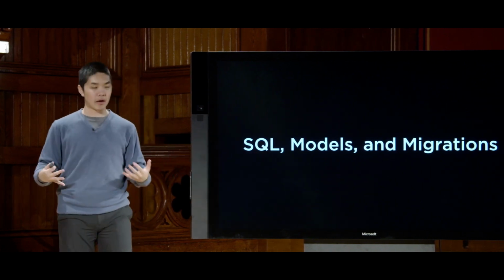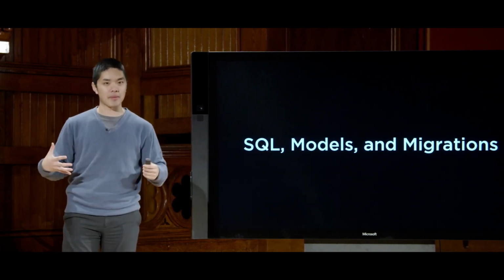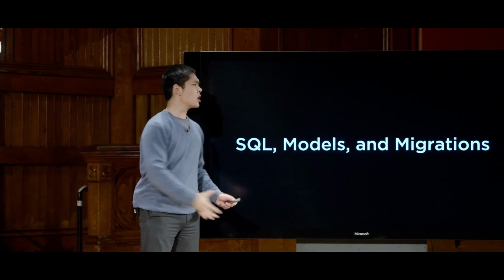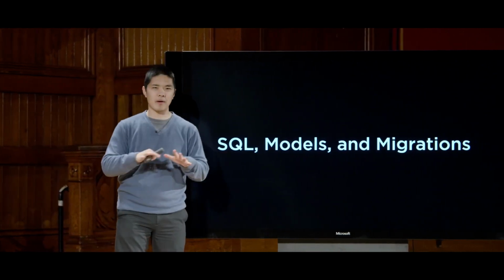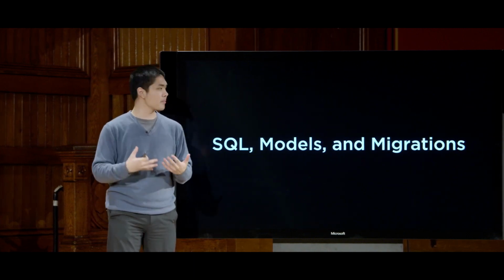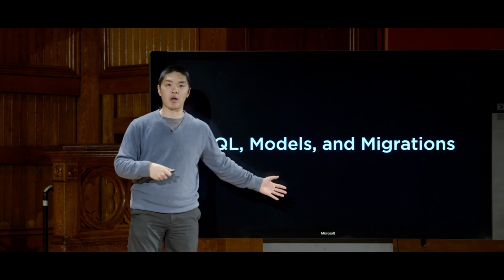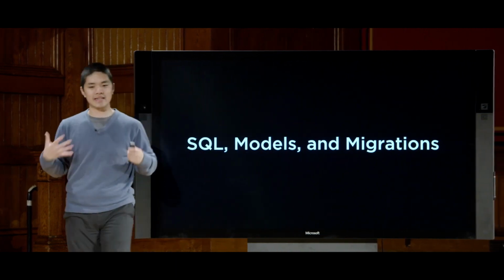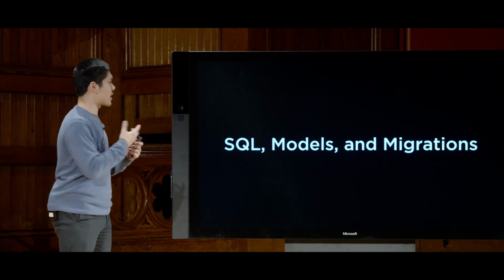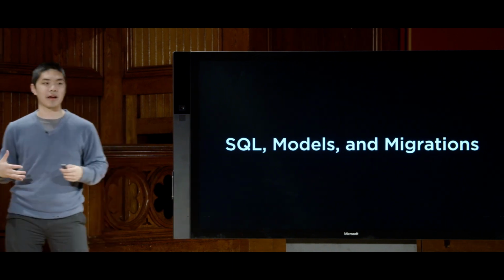SQL is a database language that we can use to interact with databases. And Django is going to allow us to have an abstraction layer on top of SQL, to interact not by writing direct SQL queries, but by interacting with Python classes and objects that we're going to refer to as models. And migrations are going to be a technique that are going to allow us to update our database in response to changes that we make to our underlying models.